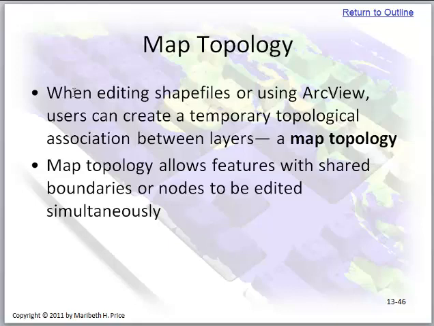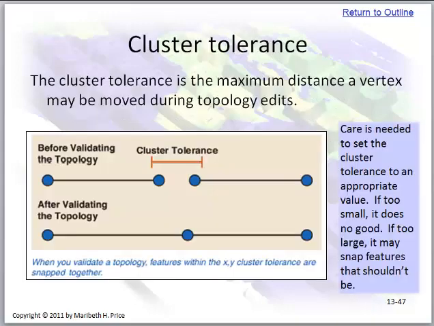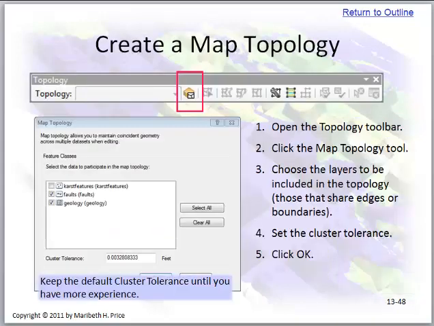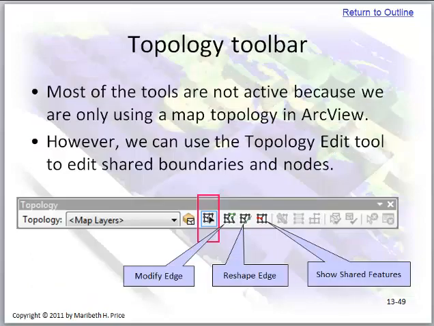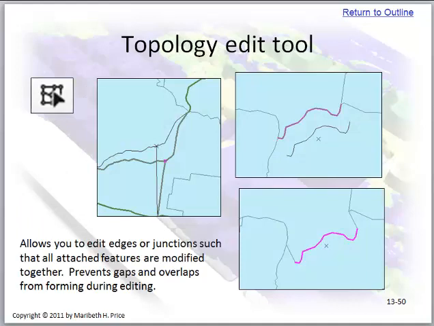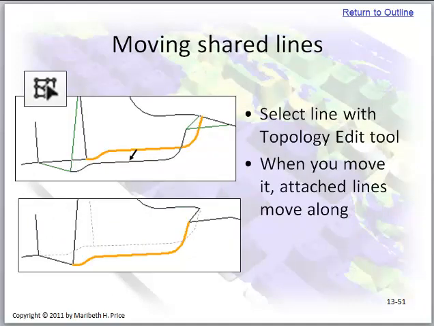Using map topology. When editing shapefiles or using ArcView, users create a temporary topological association between layers called a map topology. We won't be doing that, but it allows features with shared boundaries or nodes to be edited simultaneously. More stuff we don't need. More stuff we don't need. We don't need this. Don't need that.